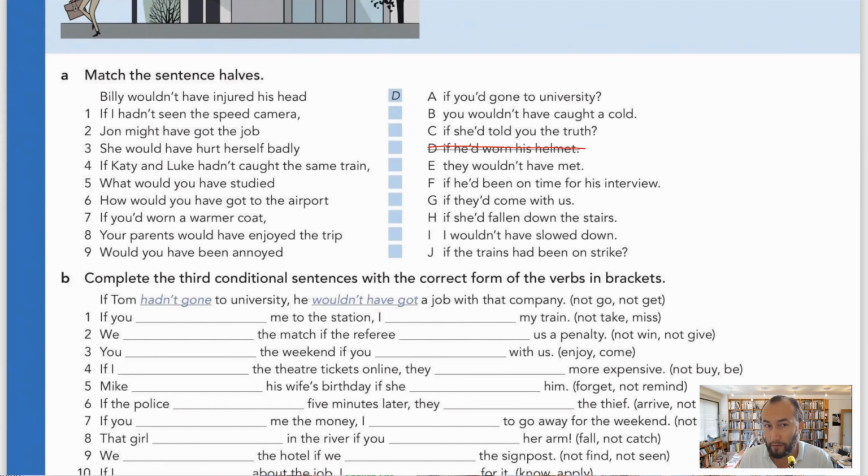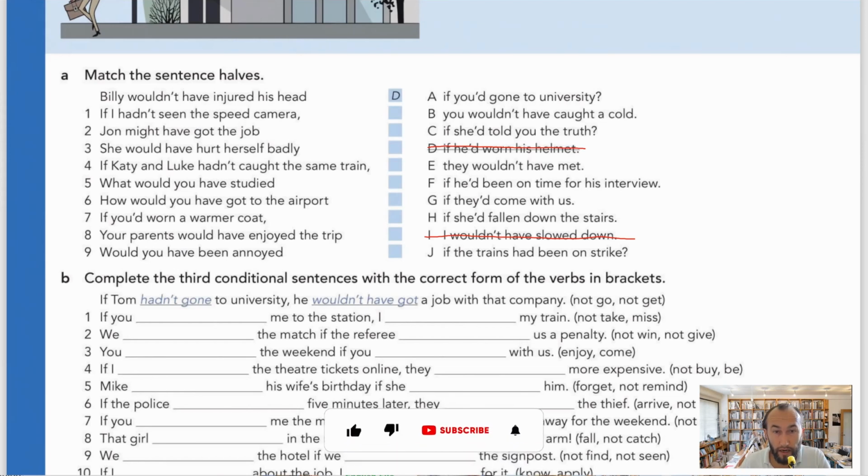If he'd worn his helmet, he wouldn't have injured his head. Okay, the number one: if I hadn't seen the speed camera. From here, I can understand that in the real situation, someone saw the speed camera. Look, if I hadn't seen the speed camera, then I wouldn't have slowed down. Can you see that? So that means he or she slowed down because he or she saw the speed camera. That's the reality. Now, what would have happened the opposite if it had happened, right?